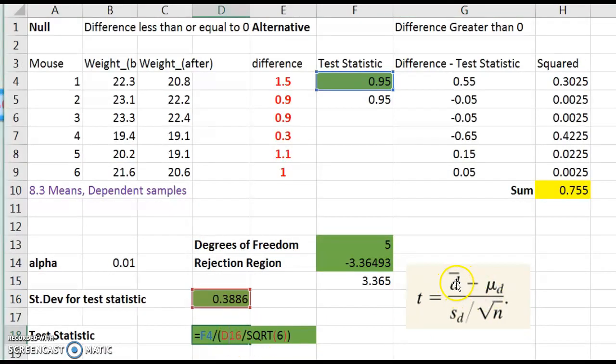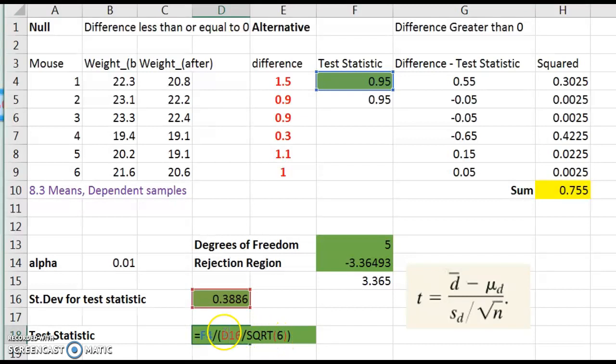So we take our difference value, our test statistic that we figured out early on here, and we're subtracting 0 because that's what our null is, that there's no difference between the two samples. So that's what goes on top. And then we divide by the standard deviation for the test statistic that we figured out here. But you also need to divide by the square root of your sample size.